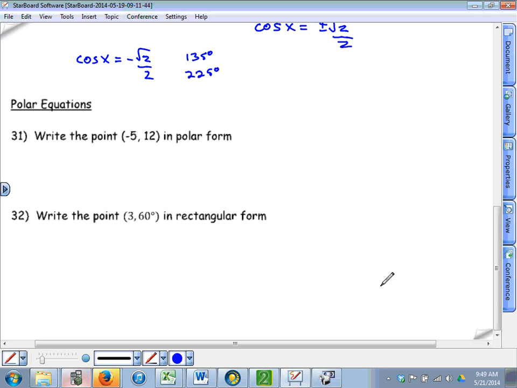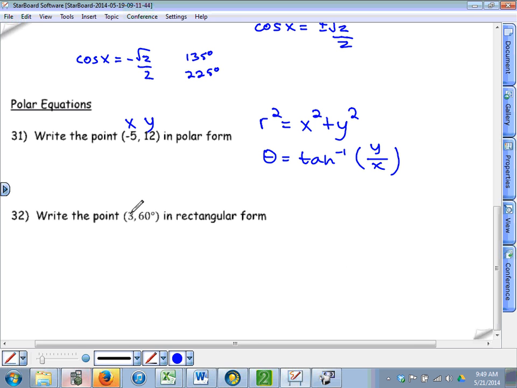51. All right. Write it in polar form. This is in rectangular form, so this is x comma y. R squared equals x squared plus y squared. That's to give you r. How do you find theta? It's the inverse tangent of y over x. Okay, those are the formulas there.